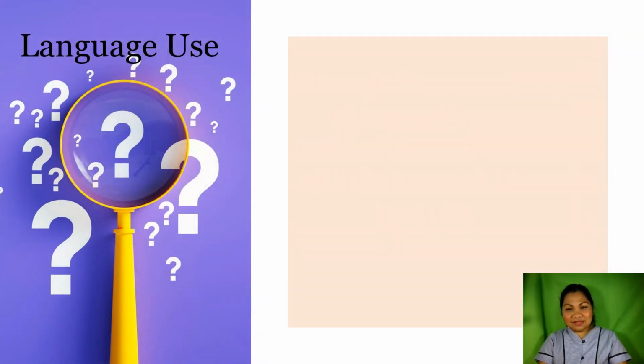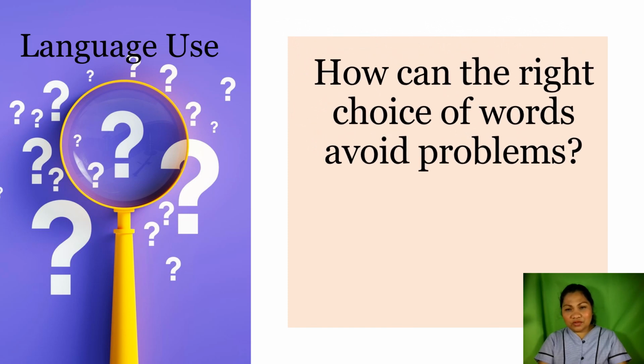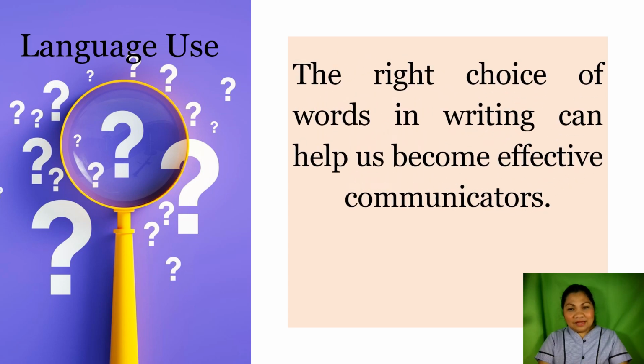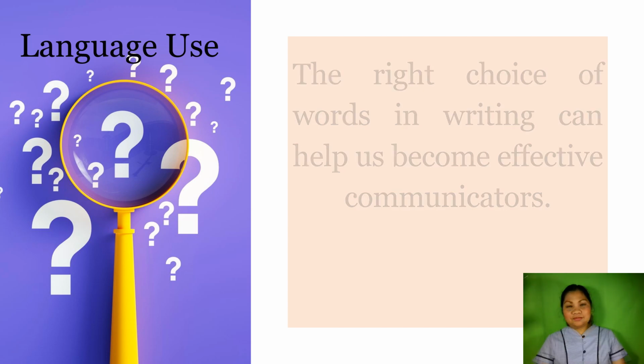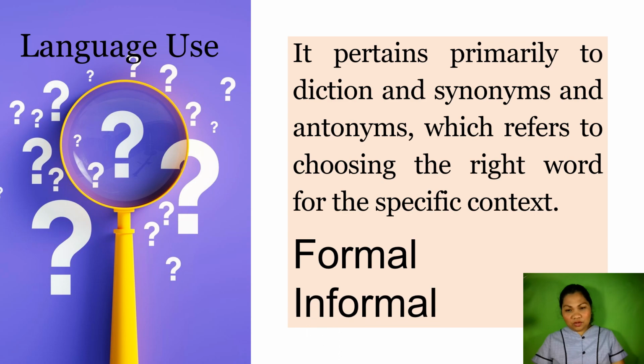Next property is language used. How can the right choices of words avoid problems? The right choice of words in writing can help us become effective communicators. It pertains primarily to diction and synonyms and antonyms, which refers to choosing the right word for the specific context, formal and informal.